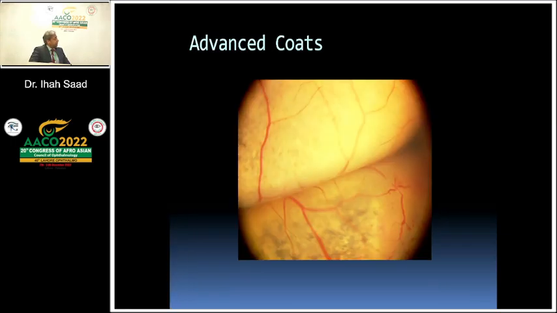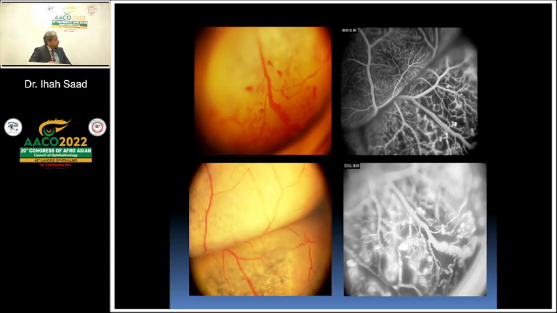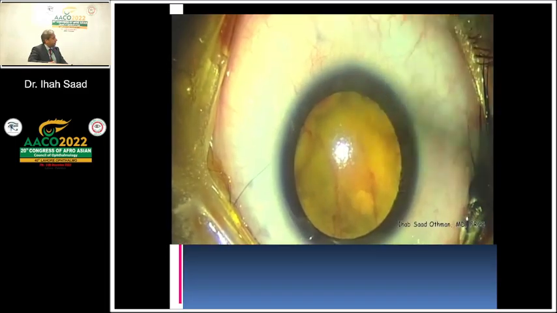What about stage 3 to 4 Coats disease, where we have an advanced retinal detachment that comes close to the lens? Again, we have to make sure that the vessels are telangiectatic, they dilate and constrict, and dilate and constrict. And by doing a fluorescein angiography, you can see the ischemia at the very far periphery.